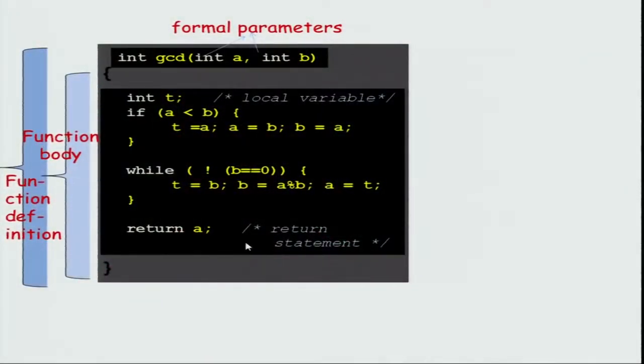Okay. So, now let us come back to what the functions were. We have the function definition, which is the entire function. The logic of the function is what is known as the function body, and the heading is what we call the declaration, the type signature. The type signature has, for example, two arguments a and b. These are called the formal parameters.